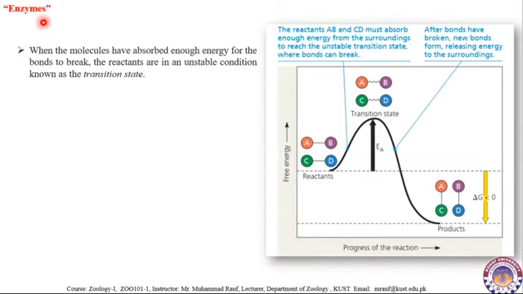It also agitates the atoms within the molecule, making the breakage of bonds more likely. Now here, when the molecules have absorbed enough energy for the bonds to break, the reactants are in an unstable condition known as the transition state. So this is the ground state. In that state, this reaction will not proceed. The reactants must be supplied with some energy so that they come to a transition or an unstable stage, and only then they will form products.